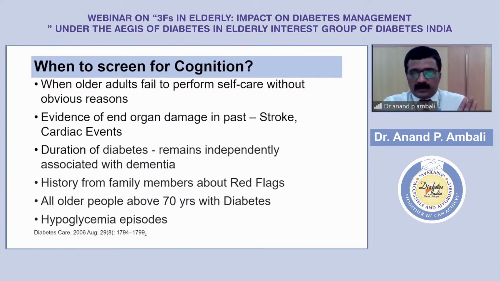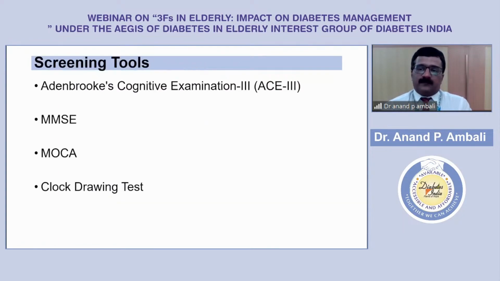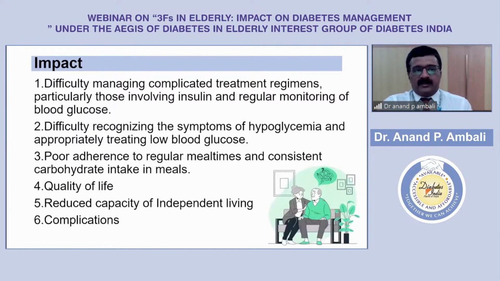Though there are no clear-cut guidelines, a lot of studies are telling us to go for screening for dementia as we screen for albuminuria. And a history of hypoglycemic episodes definitely puts the older person at risk for dementia. These are the various screening tools that we use in our geriatric medicine: MMSE, MoCA. In our clinic, we use MoCA; we are very comfortable with that. Some authors use Addenbrooke's, and some are comfortable with MMSE. Any one of these can be used.